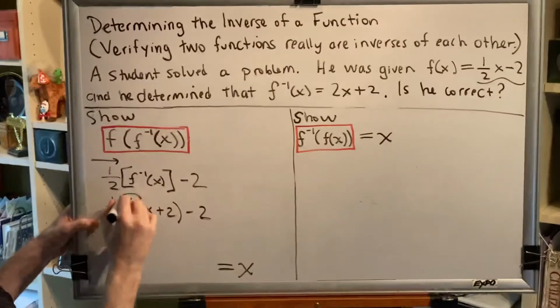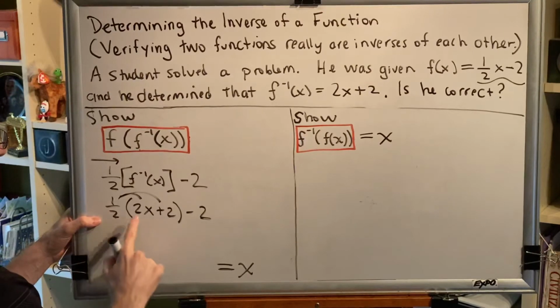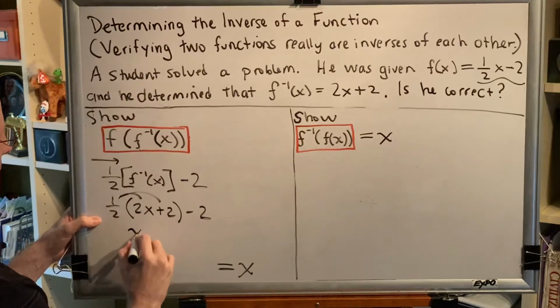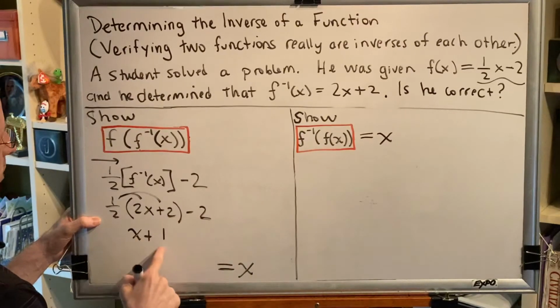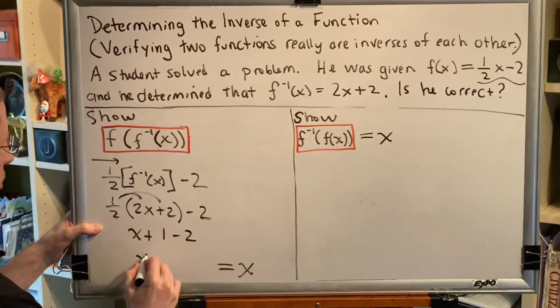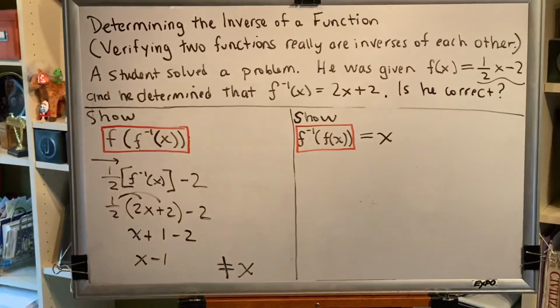Next, distribute the half. Multiplying by a half is the same as dividing by 2. So 2x divided by 2 would be x. 2 divided by 2 would be 1. So we get x plus 1 minus 2, which is x minus 1. And that does not equal x.